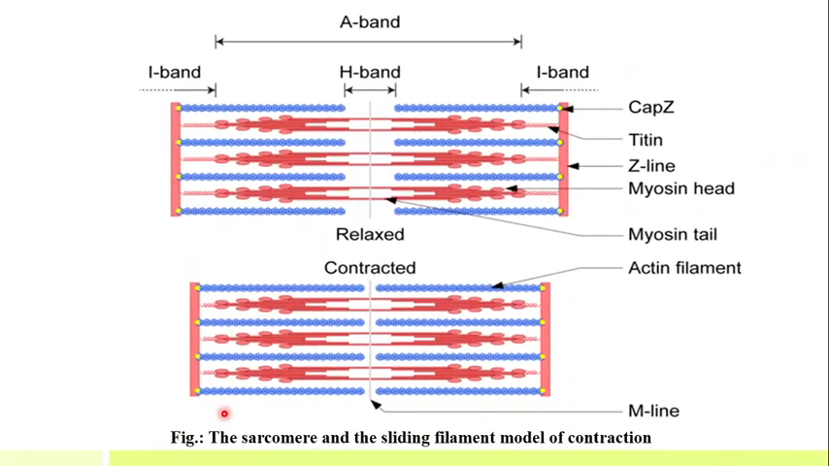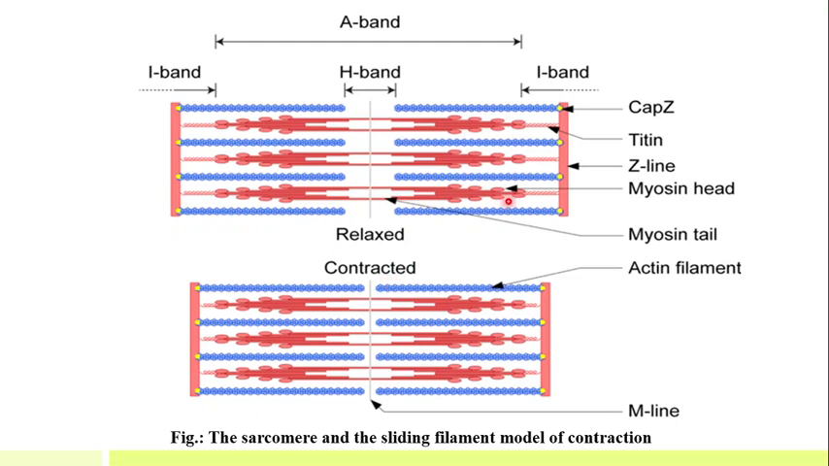Now see here. These are the I bands. The right and left are the I bands. The area between the two I bands is called the A band. And the area between the two actin filaments is called the H band. And in the above diagram, the muscle is in relaxed condition. And in diagram B, the below diagram, the muscle is in the contracted position.